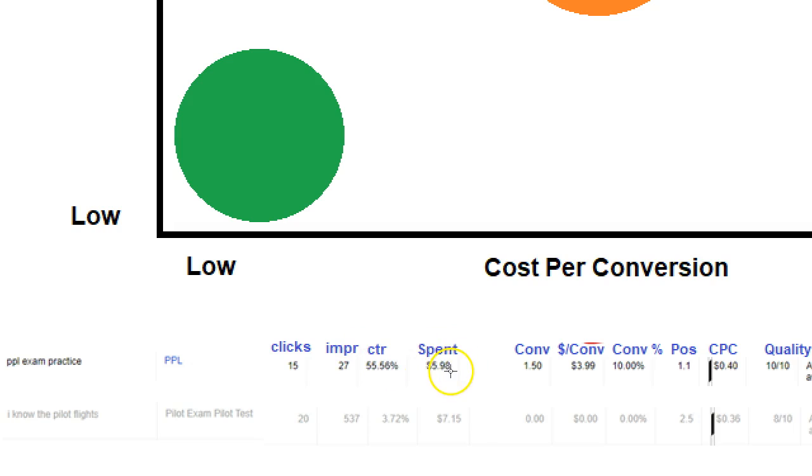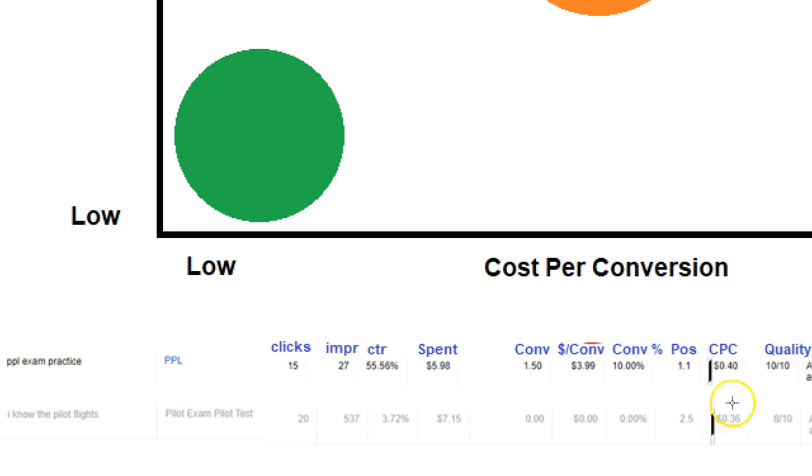I've only spent $5.98 in this particular time period, which I don't want to give away what it is. In that time period, I got 1.5 sales or conversions, and it only cost me $3.99 per sale. I had a 10% conversion rate. My average position was 1.1, and the cost per click was 40 cents.